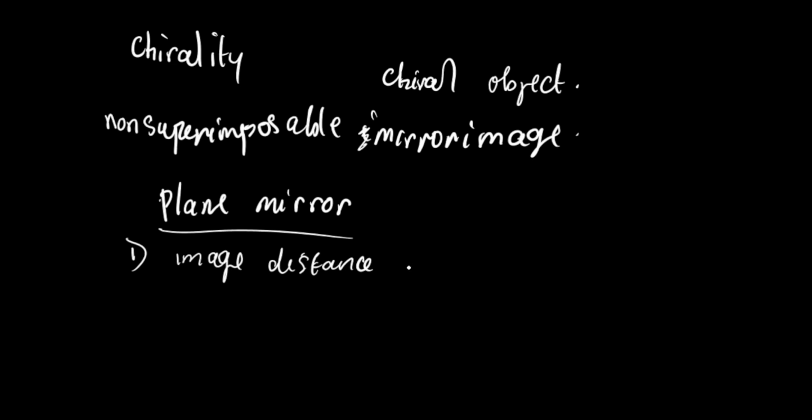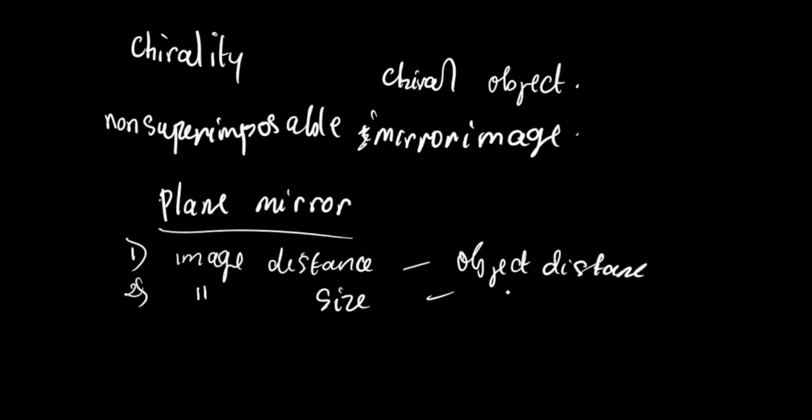So this is bringing us back to physics. Physics is coming into play here. So image distance is equal to object distance. We also learn that the image size is equal to the object size, so the magnification is equal to 1. Now, another very important characteristic of images formed by plane mirrors, which we will actually be considering in this video, is lateral inversion.